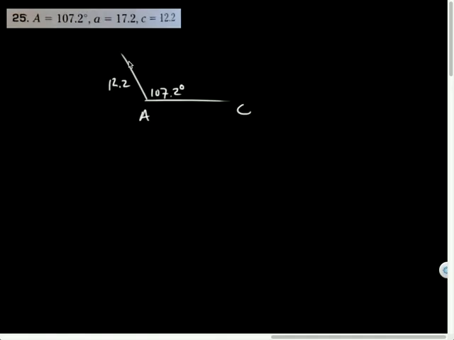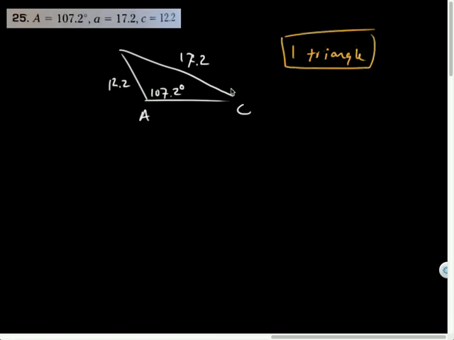So is 17.2 longer than the adjacent? And it is. Man, I'm getting a little bit of lag here on my mouse. So it is longer, so there's one solution. So now we could actually find the solution. So there's one triangle. Right? So let's actually figure it out. So the first thing I could find is angle C.